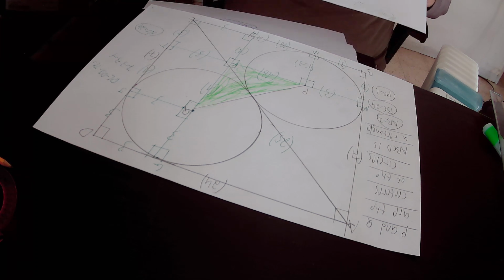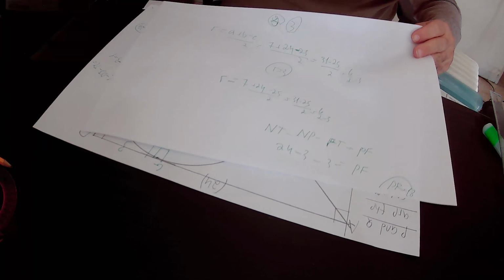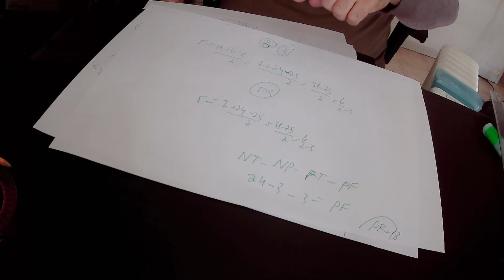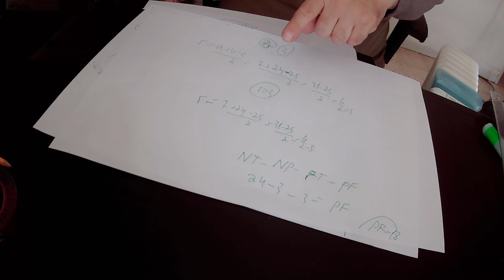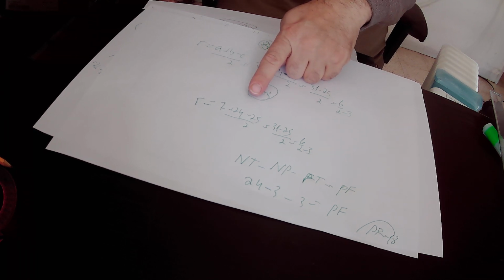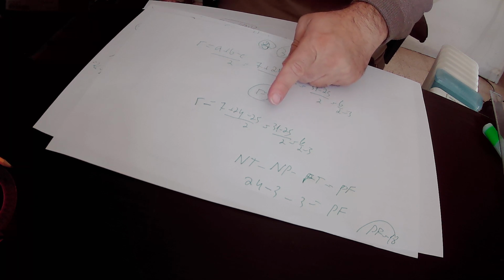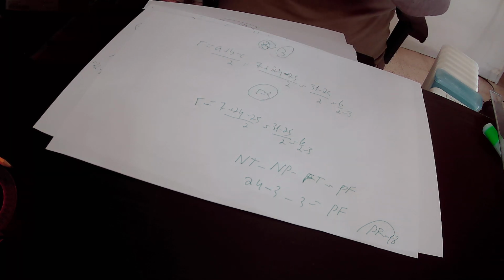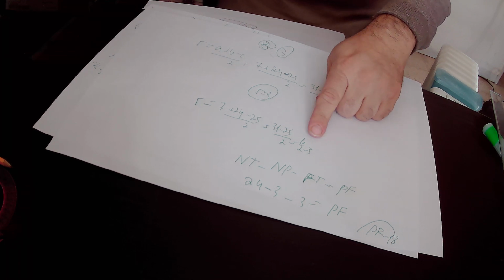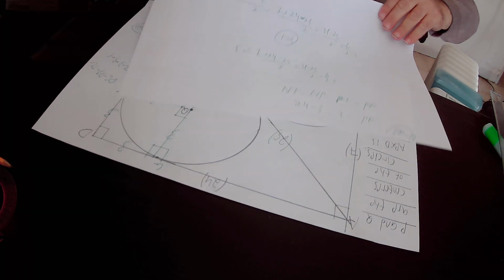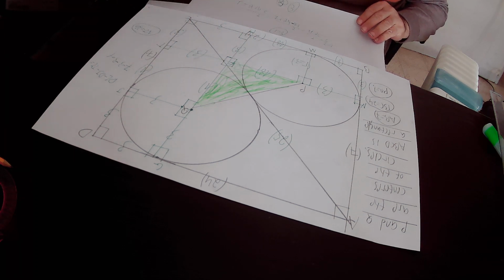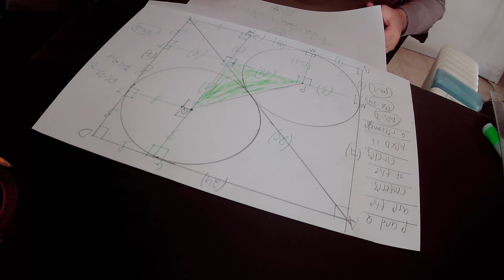Then we found out the radius of the right circle. According to the same formula, R equals A plus B minus C over 2. A is 7, B is 24, minus C, that is 25, over 2. 7 plus 24 is 31, 31 minus 25 is 6, and 6 over 2 is 3. So we find that the radius of this circle is also equal to 3 units in length.